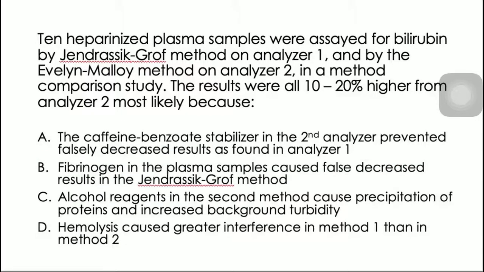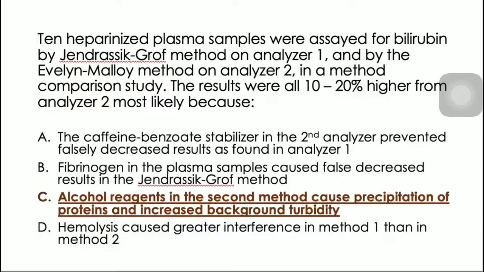Next po tayo. 10 heparinized plasma samples were assayed for bilirubin by Jendrassik-Grof method on analyzer 1 and by the Evelyn-Malloy method on analyzer 2 in a method comparison study. The results were all 10 to 20% higher from analyzer 2, most likely because. So, bakit daw po sa Evelyn and Malloy method, it is 10 to 20% higher as compared to your Jendrassik-Grof method? Because, letter C, alcohol reagents in the second method cause precipitation of proteins and increase background turbidity.